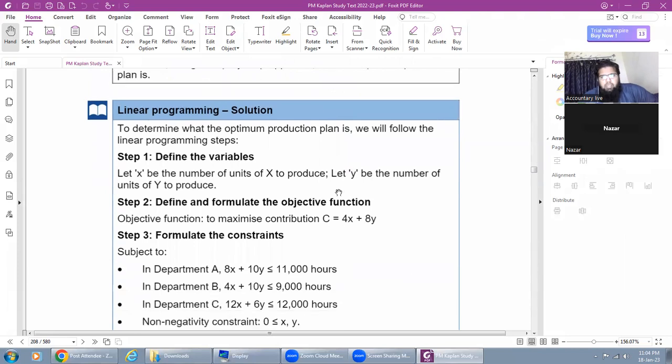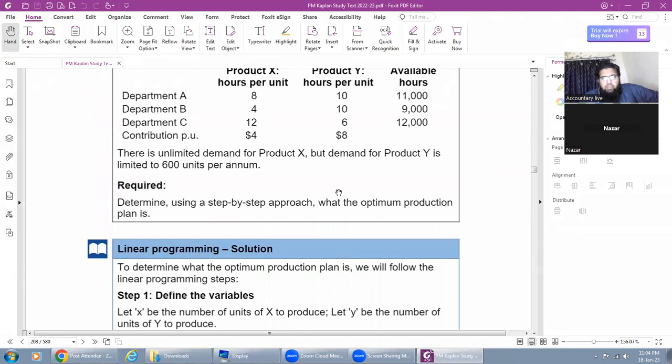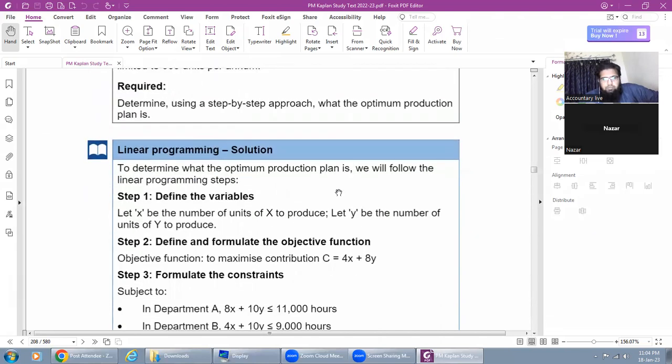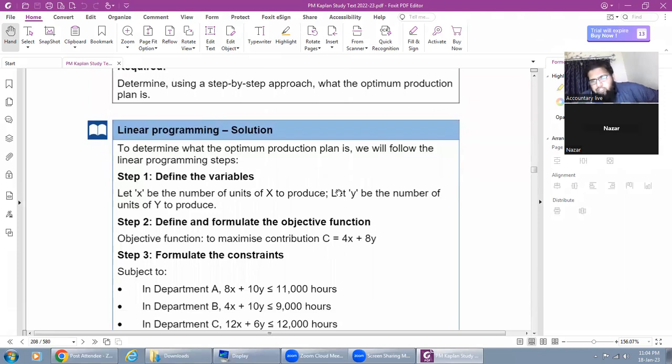Now we have to formulate the objective function. The second step is very important. What is our objective? To maximize contribution. C equals 4x. What is 4? Yes, 4 is our contribution per unit. 4x, where x is the number of units of X, plus 8y. This is our objective function.